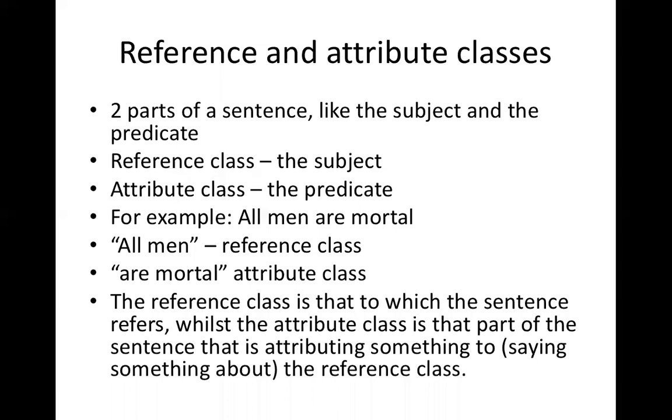So all men is what the sentence is referring to, all men. That's why all men is a reference class. And then something is being said about all men. The sentence is saying that all men are mortal. So are mortal is what is being said about all men. So whilst all men is the reference class, are mortal is the attribute class.